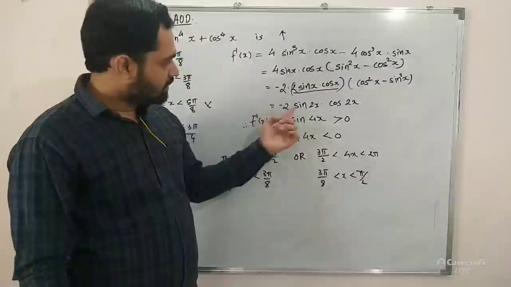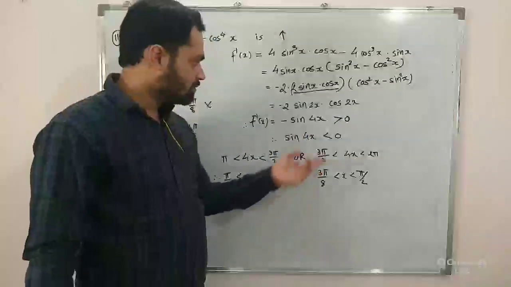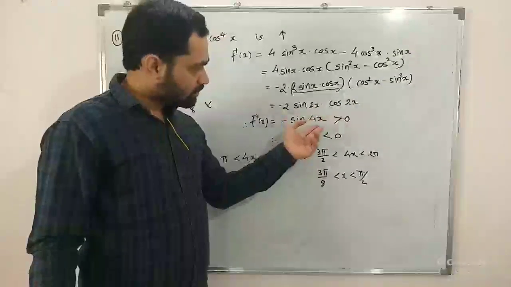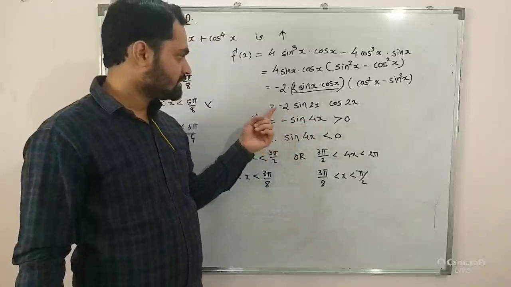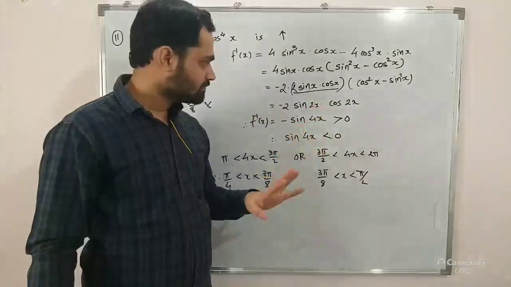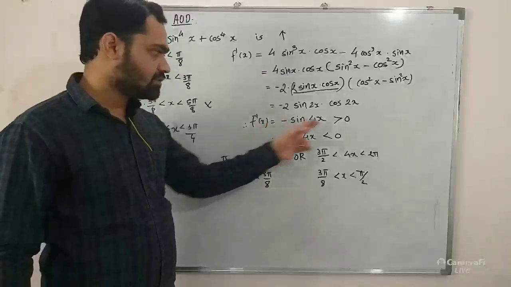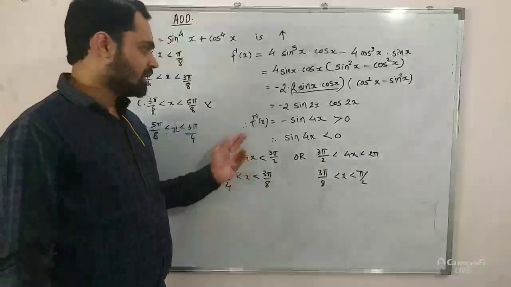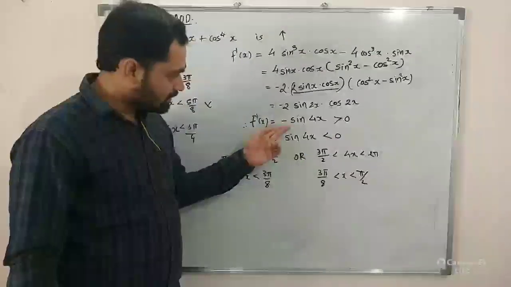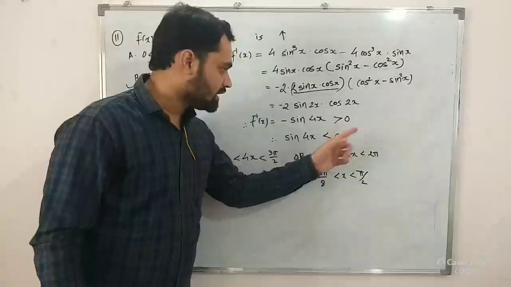So minus is here. Again the equation of sin 2x, but here the angle is 2x, so we have this 2x, it means it is 4x, so minus sin 4x. Now look, here the function is given as increasing, that is, f dash of x will be greater than 0, right? So f dash of x is greater than 0, it means minus sin 4x is greater than 0.